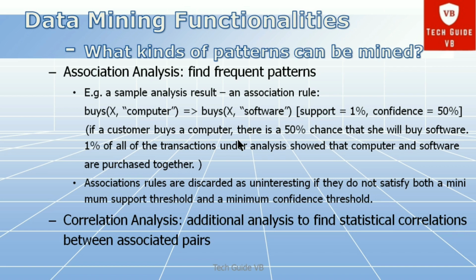So we know in association analysis the dependency is there, like the customers who buy a computer also buy software, but how much percentage or how much statistical relation is there between that computer and software, that we will find with the help of correlation. So finding the statistical correlation between an associated pair is the correlation analysis.